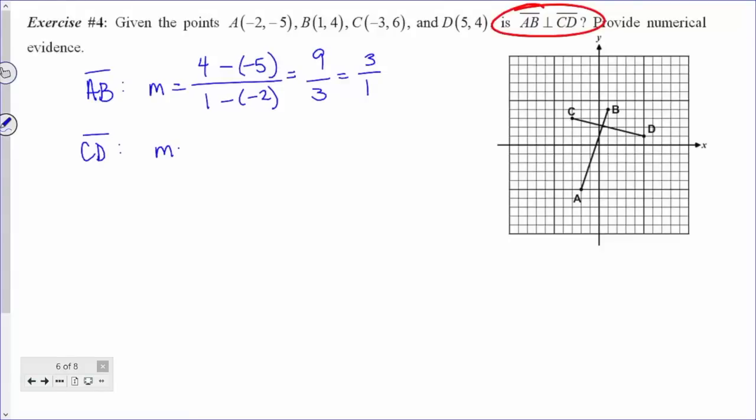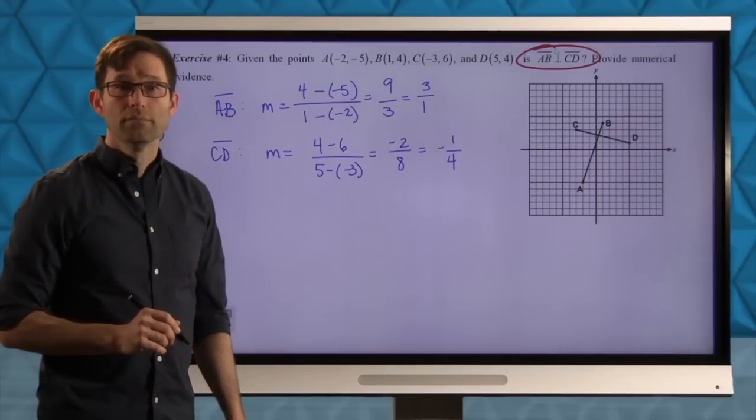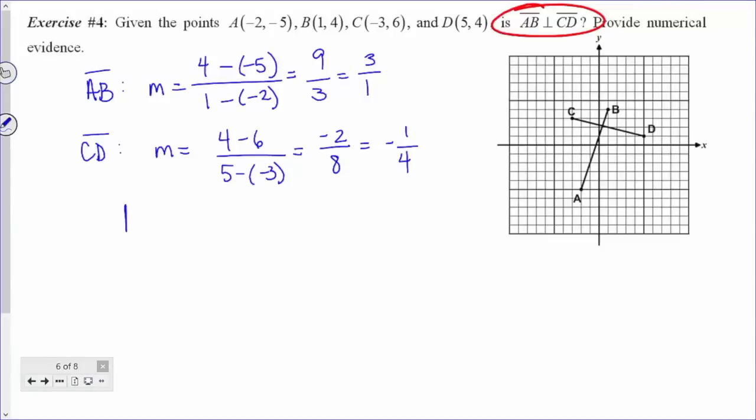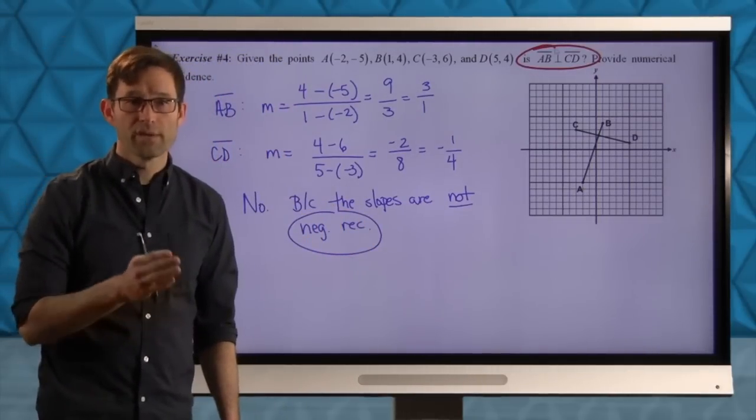All right. For CD, my slope is going to be 4 minus 6, all divided by 5 minus negative 3. Watch those double negatives. 4 minus 6 is negative 2. 5 minus negative 3 is positive 8. Again, it pays to reduce, and we get negative 1/4. So are they perpendicular to each other? And the answer is no. No. Why? Because the slopes are not negative reciprocals.